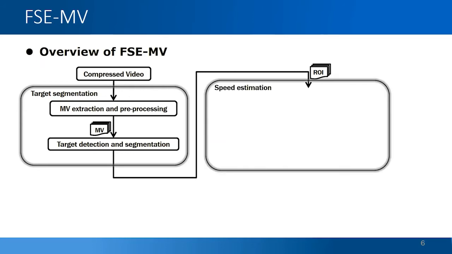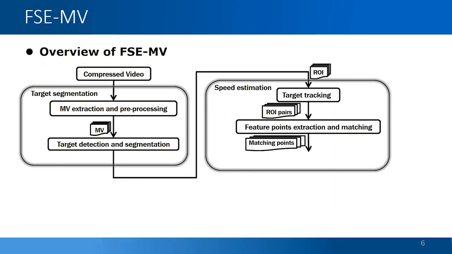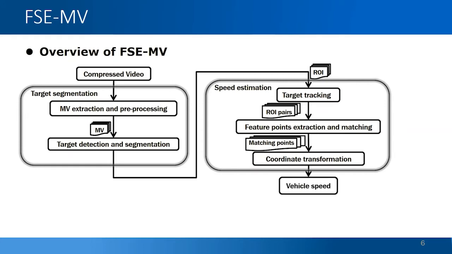Second, it is speed estimation. We use ROIs between multiple frames for tracking and obtain ROI pairs. The ROI pairs are one object in different frames. Next, it is feature point extraction and matching. Only this part uses the pixel domain information. We use matching points to calculate the pixel distance. Then it is coordinate transformation. Finally, we calculate the vehicle speed.